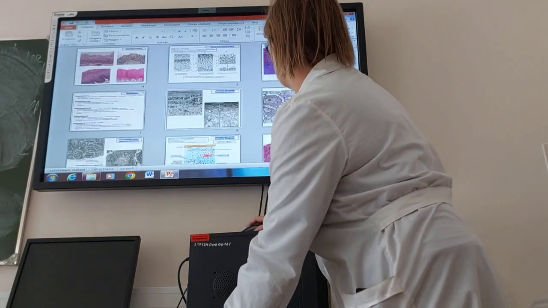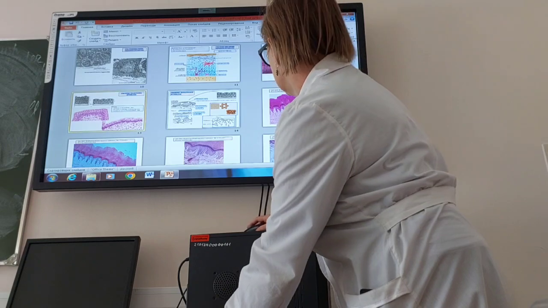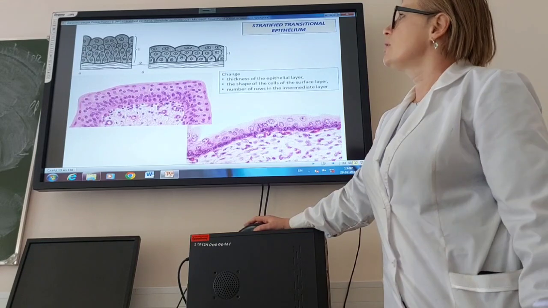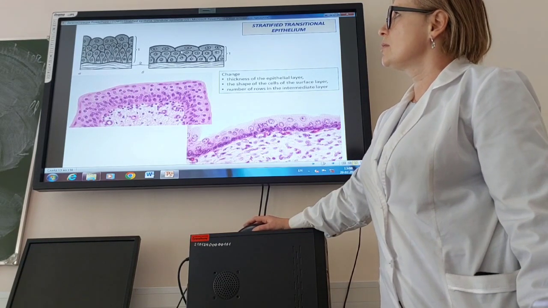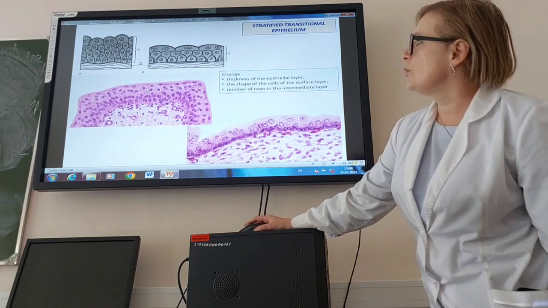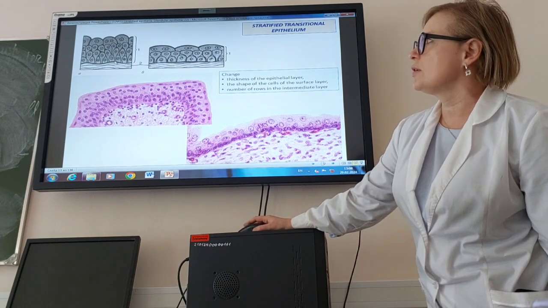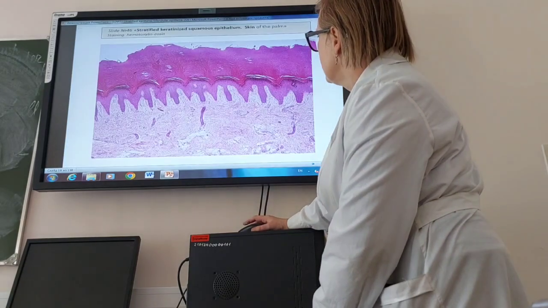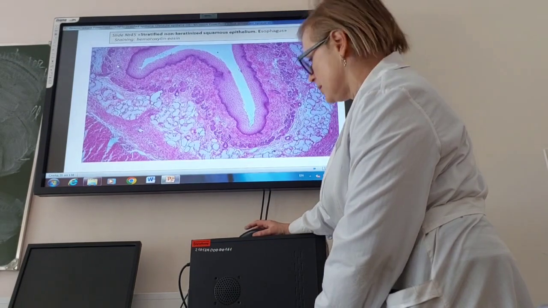There is just one diagram. Look please, for example, here you can see two functional states. This is the usual state, and this is in case of stretching. So which two photos correspond to this functional state of epithelium?